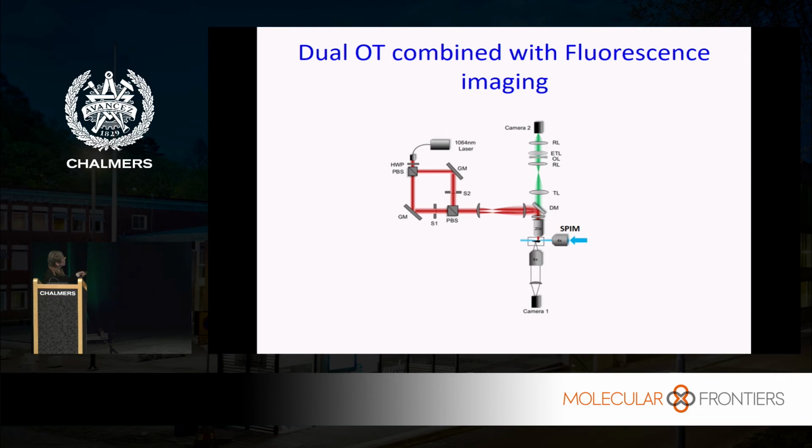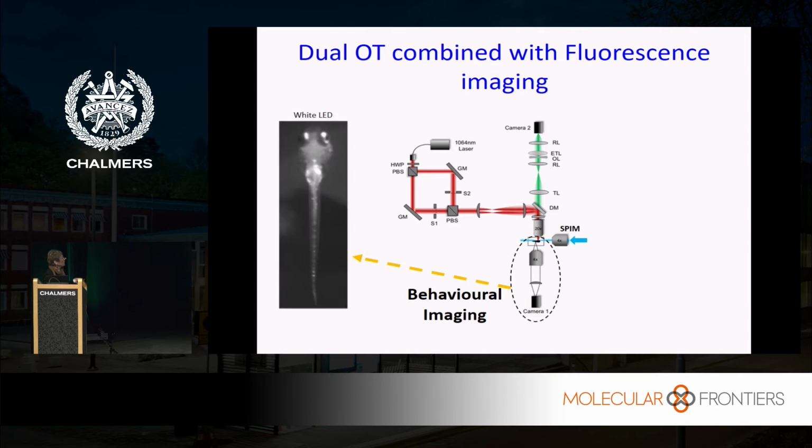So again, optical tweezers here, fluorescence microscopy there, and light sheet microscopy in the bottom. I'll tell you a little bit more about it. So with optical tweezers, I trap and interrogate either one stone or two stones, and then I look at the behavioral imaging, so I can see how the tail is wiggling depending on which of the stones I interrogate.